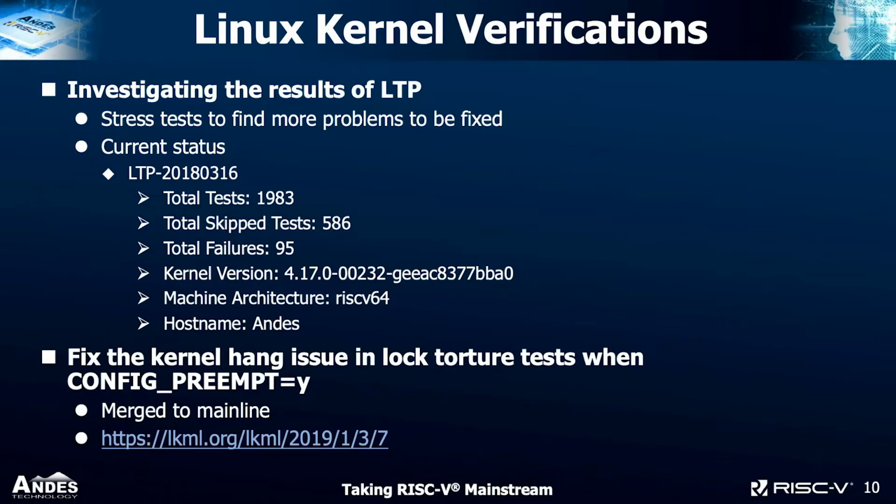For the kernel space, we enable many kernel configs for debugging and torture testing. As you can see, there is a post on the mailing list: the kernel would hang in the lock torture test when CONFIG_PREEMPT is enabled. We found this issue, fixed it, sent the patch back to mainline, and it has been merged. There are still some failures in kernel space and user space, so we hope you can contribute your effort to the Linux community.